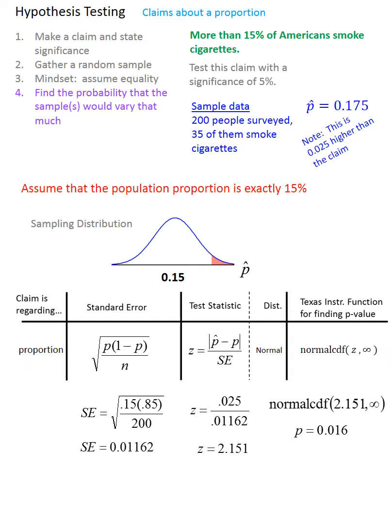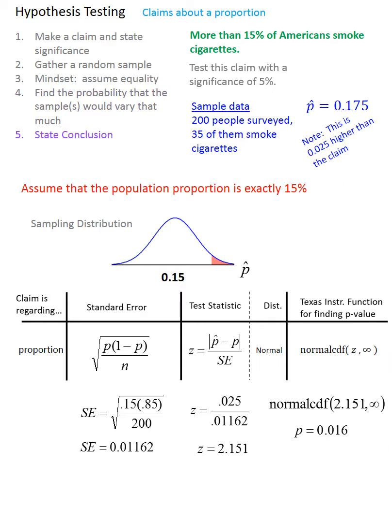In this case, I got what's called our p-value. Our normal CDF gives us 0.016. What does that mean? That means that if the null hypothesis were true, and that exactly 15% of Americans smoked, the chance of me getting a sample this high, meaning 17.5%, is only 1.6%. In other words, based on the null hypothesis being true, the sample data that we collected represents a very rare sample.